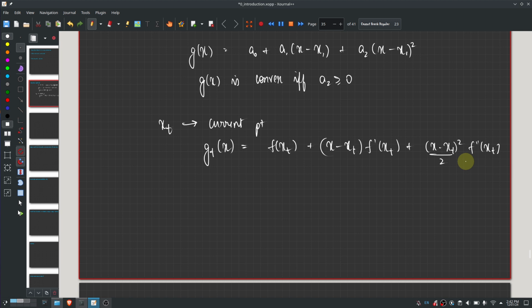Correct? So suppose I had to minimize this function gt of x, what would be the point of minimum? Firstly, are we guaranteed that gt of x is convex?